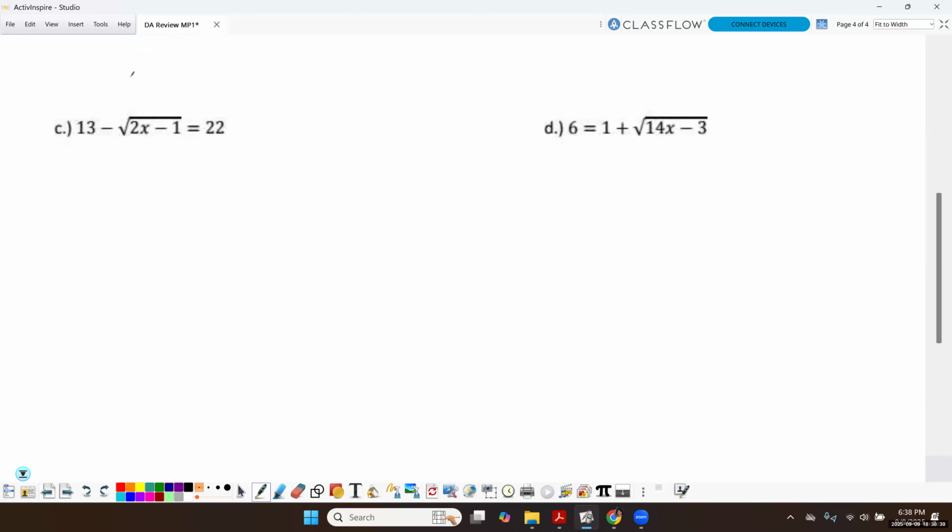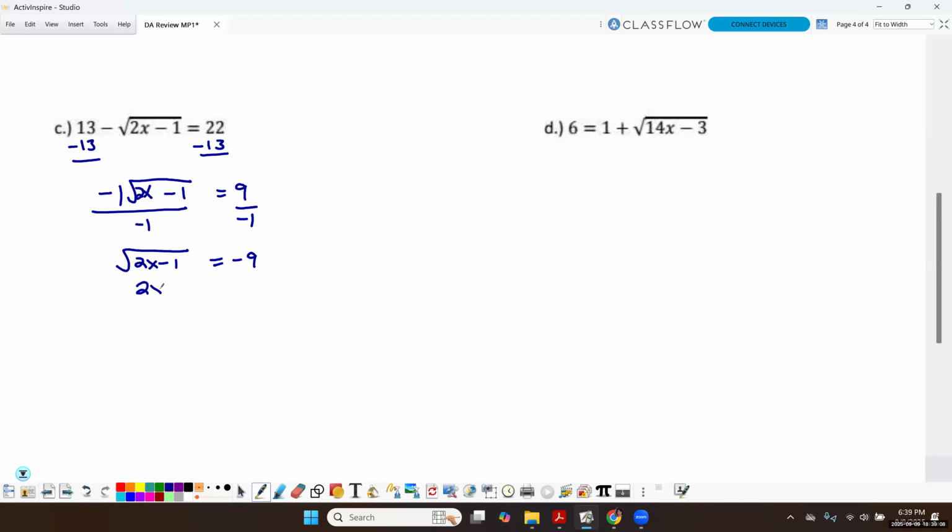Okay, hopefully you paused the video. And I'm going to go first step. I'm going to isolate the square root. I'm going to subtract 13. Then I've got negative root 2x minus 1 equals 9. I got that negative. It's like a -1. So I'm going to divide both sides by -1. So now I've got the square root of 2x minus 1 equals -9. I have isolated the square root.